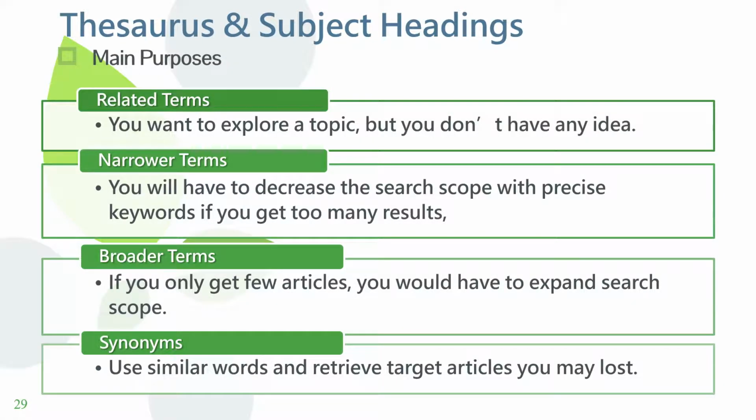Therefore, the main purposes of Thesaurus and subject headings are as below. If you want to explore a topic, but you don't have any idea, you can use related terms. If you get too many results, you will have to decrease the search scope with precise keywords. You can use narrower terms. If you only get few articles, you will have to expand the search scope. You can use broader terms. And synonyms can help you use similar words and retrieve target articles you may have lost.